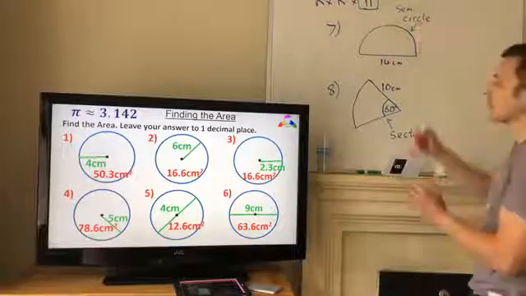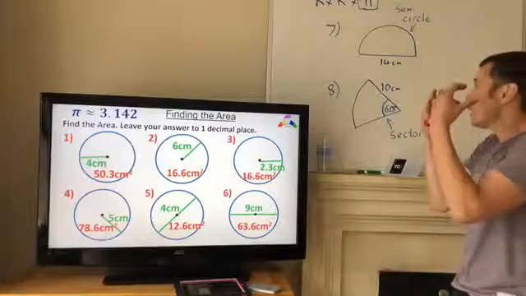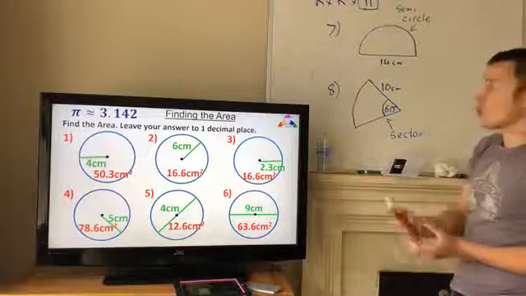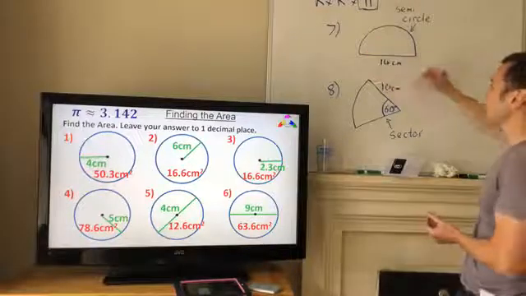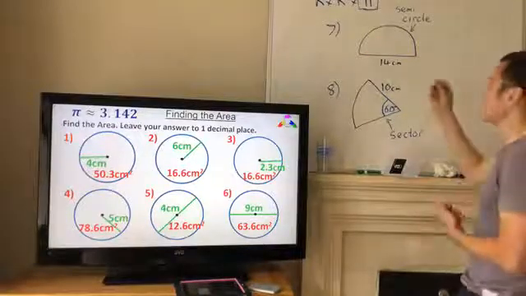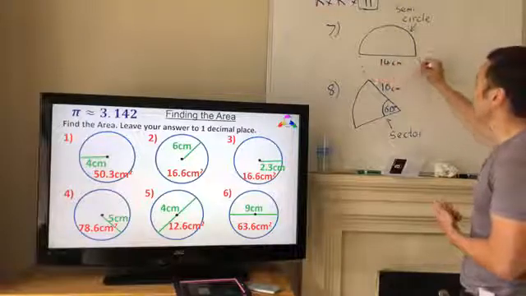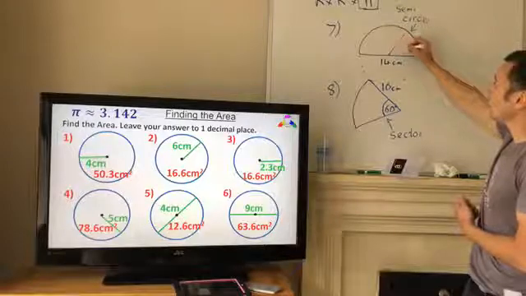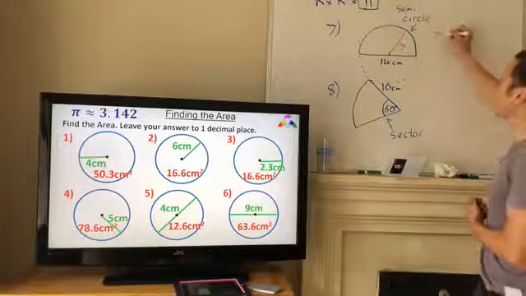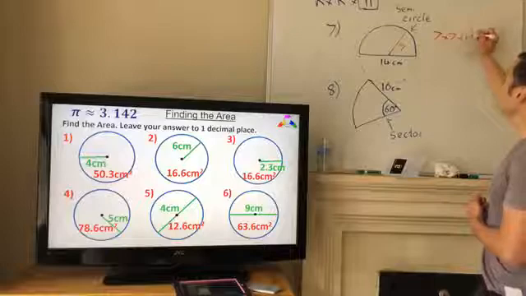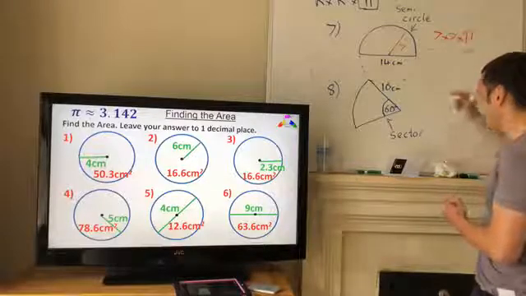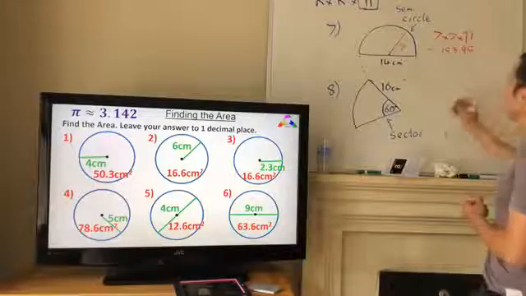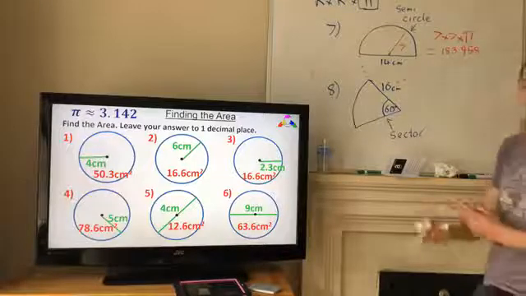Now, these are all sectors of circles. These are fractions of circles. So this is half a circle. So when you get these questions, imagine you've got the whole circle first. So if you have the whole circle going all the way around like this, to find the area of this, the radius is 7, you would do 7 times 7 times pi, which gives you 153.958. So that is the whole circle.